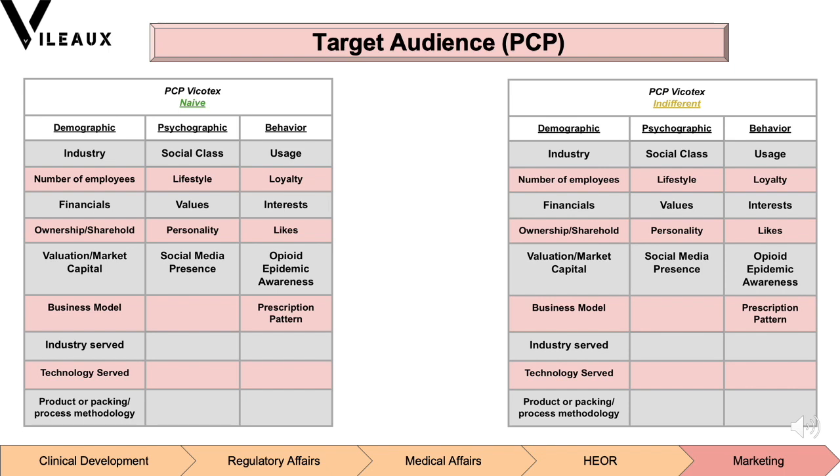Next, we have our target audience, PCPs. We have 2 more segmented models. On the left, we have our PCP Vycotics naive, and on the right, we have our PCP Vycotics indifferent. We have 2 ways to reach out to PCPs.